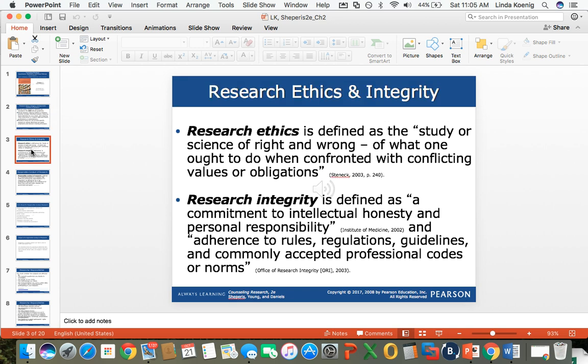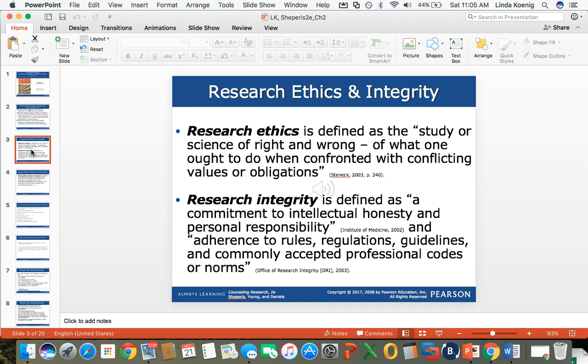So research ethics. Research ethics is the study of the science of doing right and wrong. And if you're faced with a dilemma between your values and your obligations, those two things are in conflict, then which is the right thing to do?